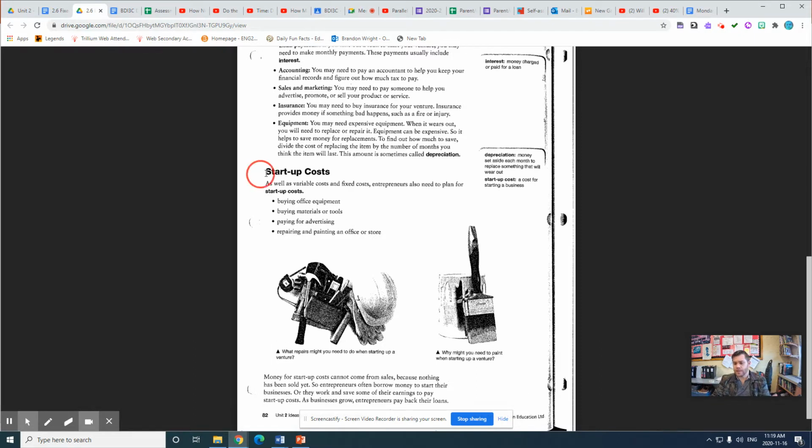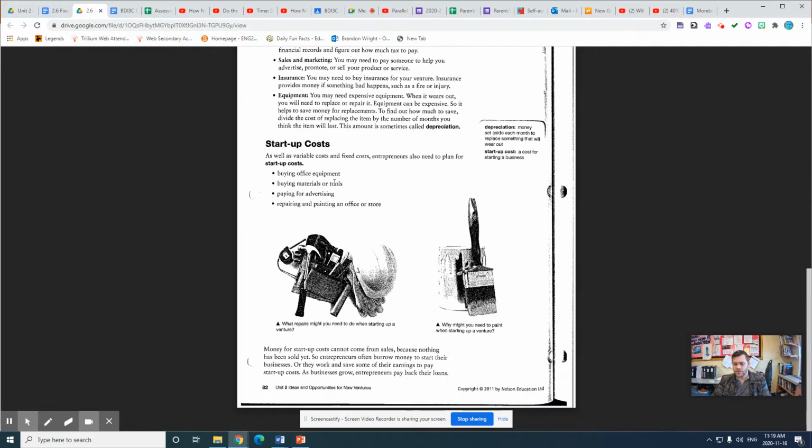Startup costs are exactly what the name says. Business costs needed to start up your business.